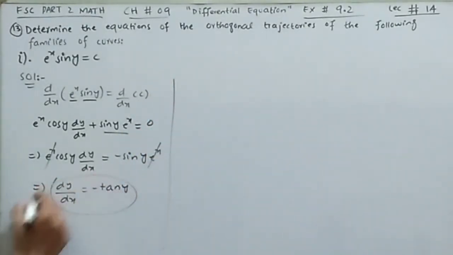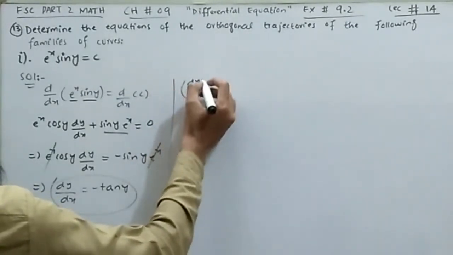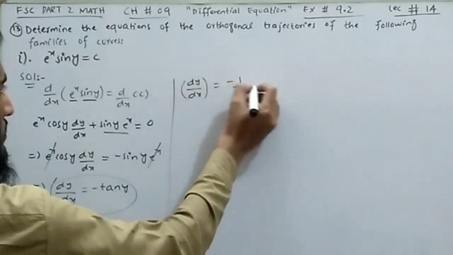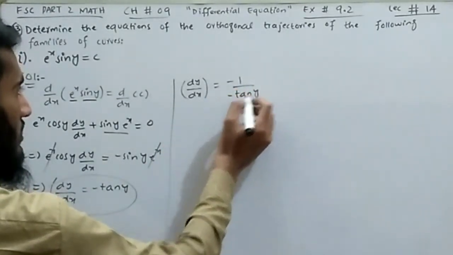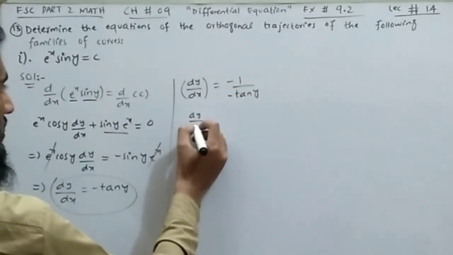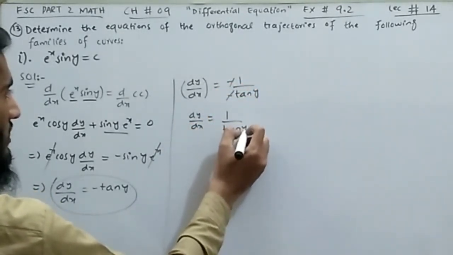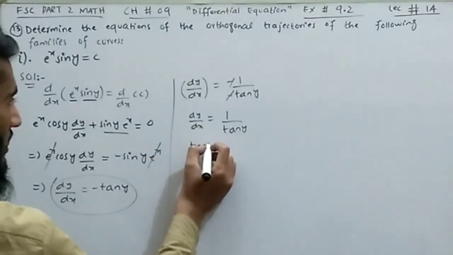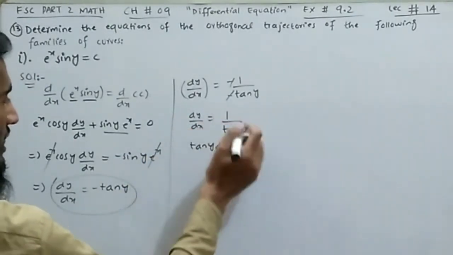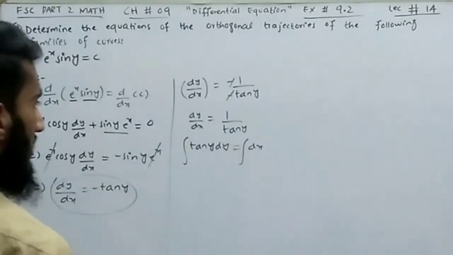So this is the dy by dx. Now finding dy by dx at another point, which is equal to minus 1 over the original, which is minus tangent y. So dy by dx becomes minus cancelled with minus, we are left with 1 over tangent y. Shift tangent y to this side, it becomes tangent y dy, and shift dx to the right hand side, it becomes dx, taking independent integral on both sides.